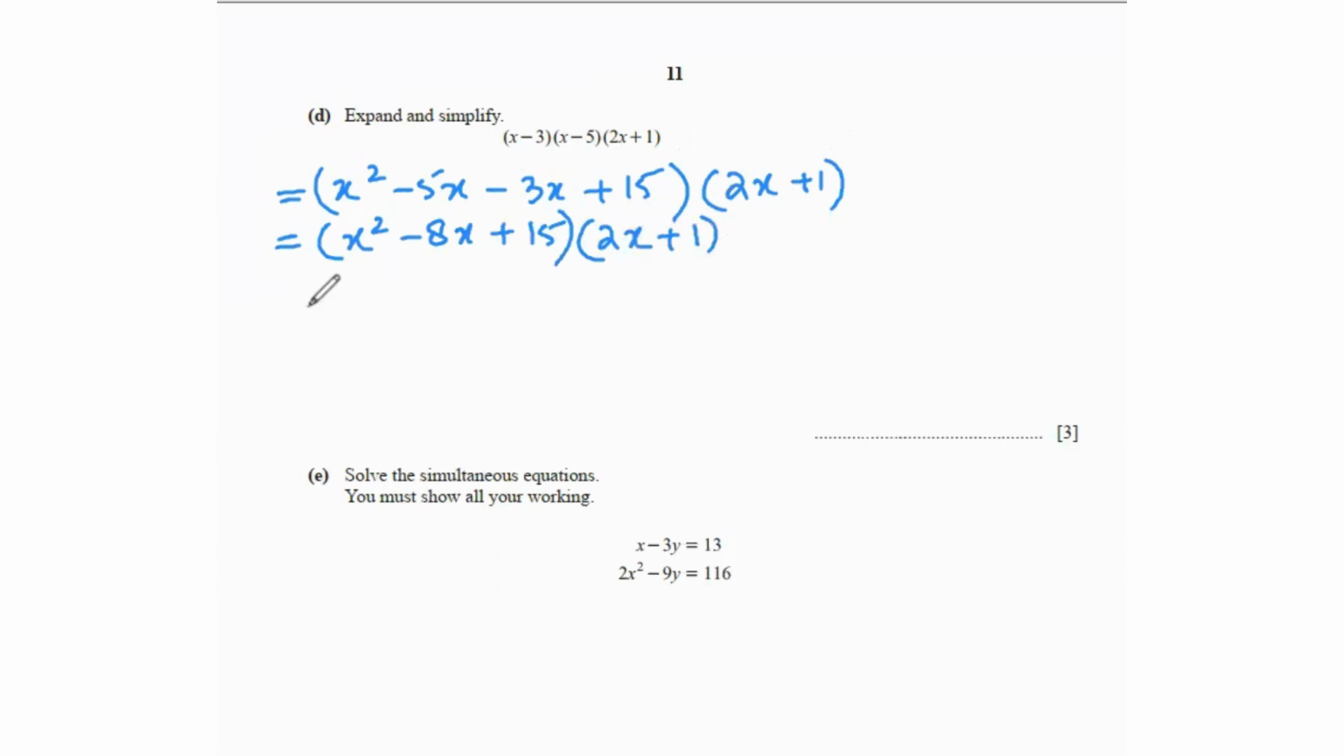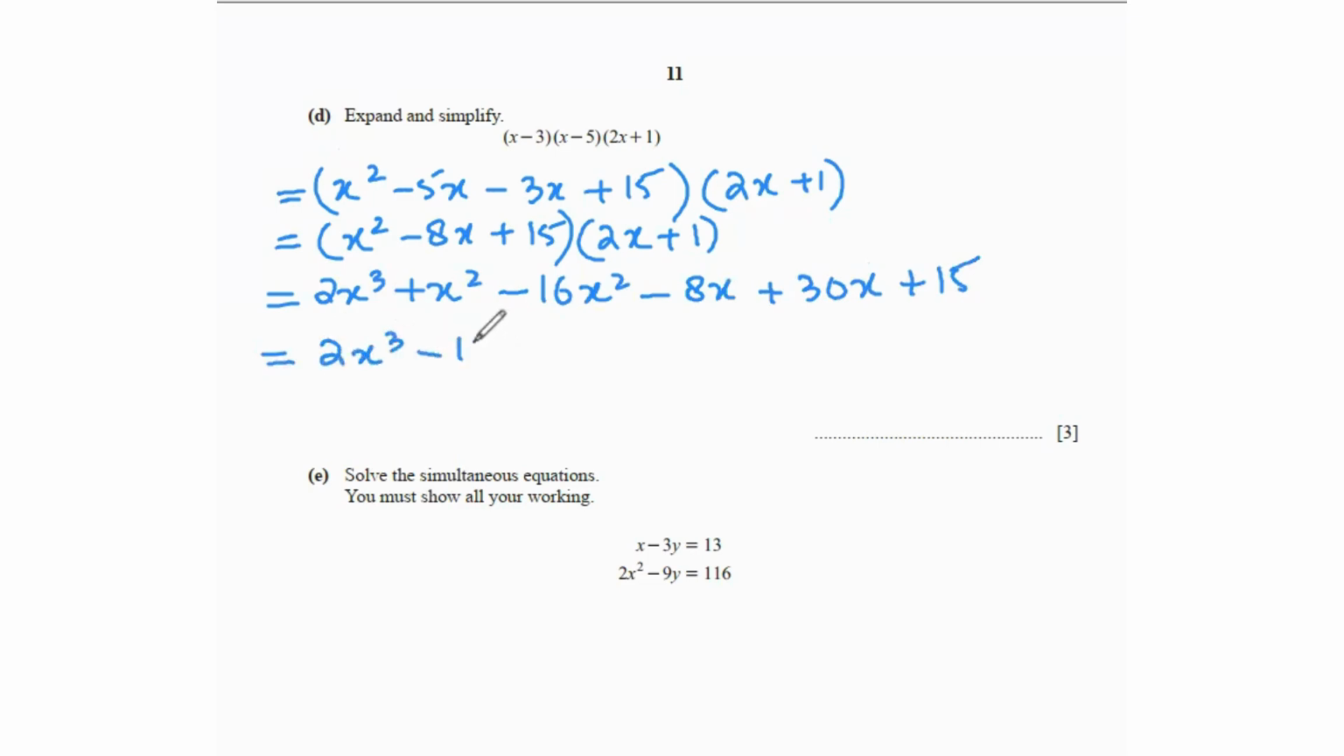Now we expand the brackets. So x squared gets multiplied with all of the terms in the second bracket now. So that's 2x cubed plus x squared minus 16x squared minus 8x plus 30x plus 15. That is 2x cubed minus 15x squared plus 22x plus 15. That is your answer.